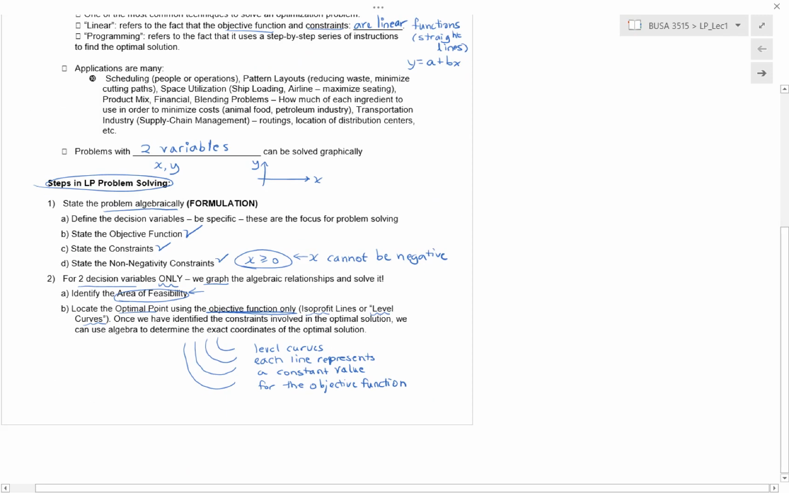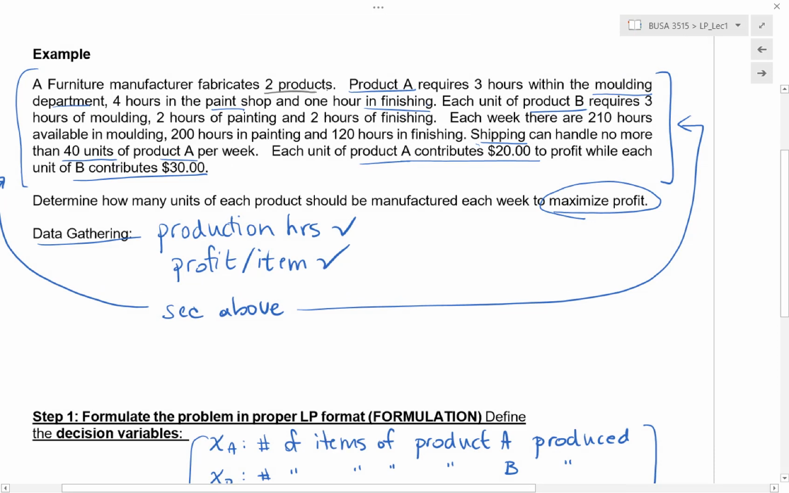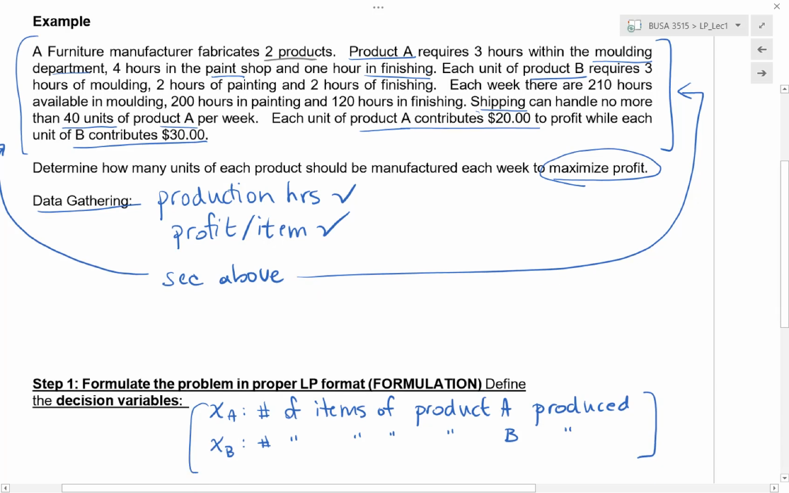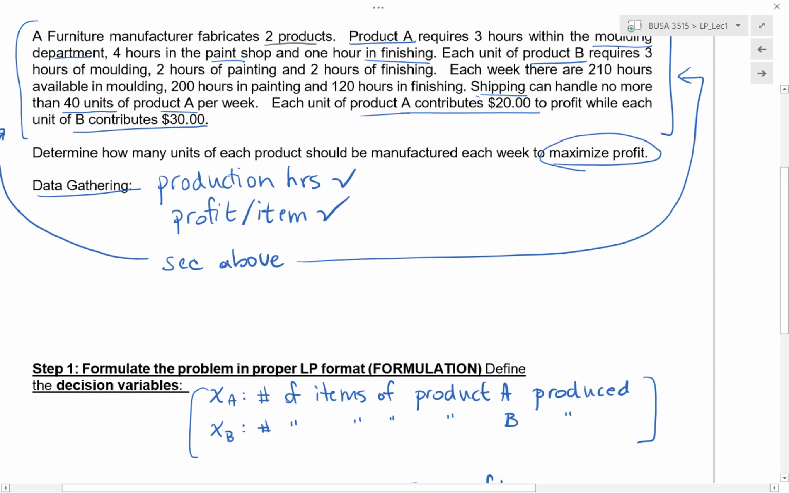We're working through an example where we have two products we're producing, product A and product B. They require a different number of hours of molding and finishing and painting. Shipping, they can only ship so many of product A. They don't require hours of it, sorry. But yes, so that's the problem that we're working with. And what we're looking to do is maximize our profit related to selling both of those products.